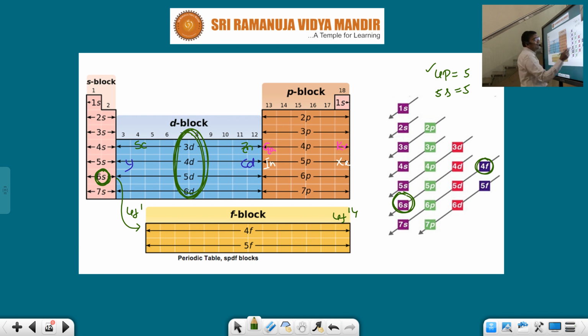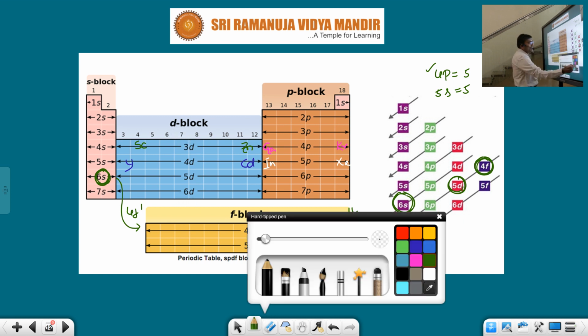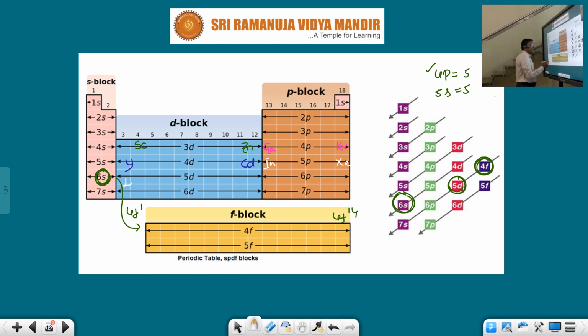Actually, before 5d, what is coming, students? Before 5d, 4f is coming. This 4f is separated as the f block, right? Now, listen carefully, students. Next, 5d is coming. So d block elements, 5d. What are the 5d elements? 5d elements are lanthanum to mercury. Mercury is 80.